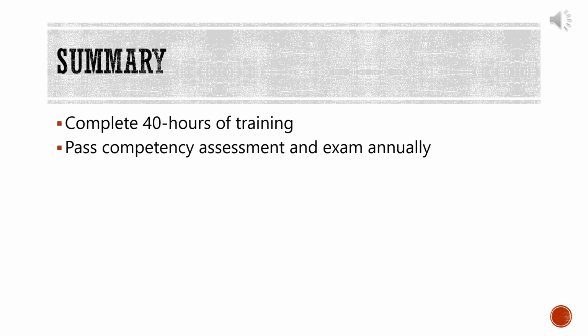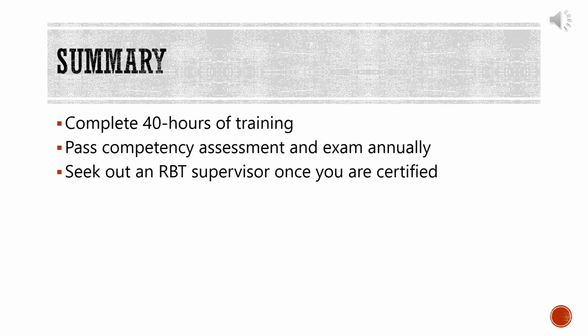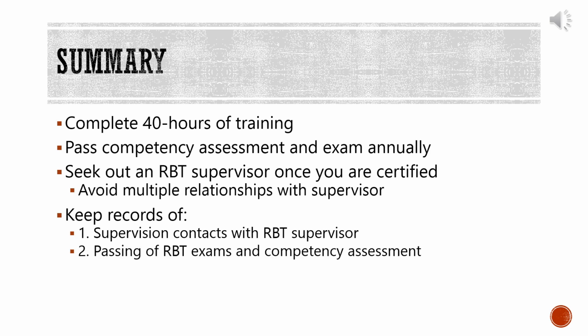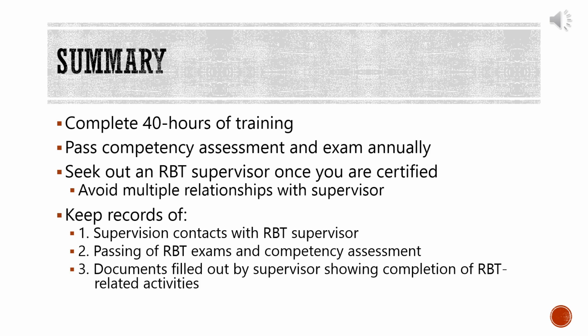As a summary, you must complete 40 hours of training over the RBT task list and pass a competency assessment and exam annually. After receiving certification, you must seek out an RBT supervisor. While doing so, make sure to avoid multiple relationships. This can be done by choosing a supervisor in which you only have a professional relationship with. Finally, you must keep records of supervision contacts with the RBT supervisor, passing of RBT exams and competency assessments, and documents filled out by the supervisor showing completion of RBT-related activities.